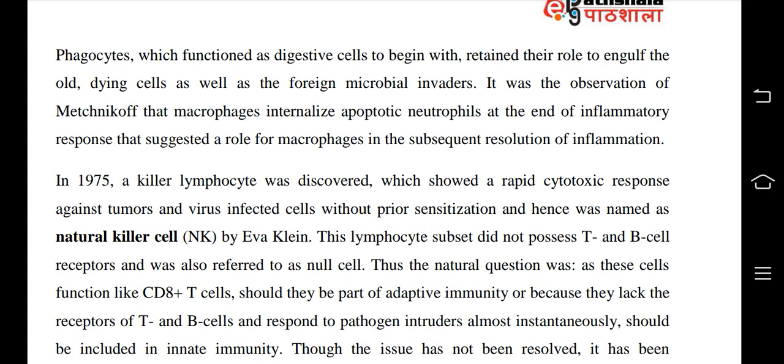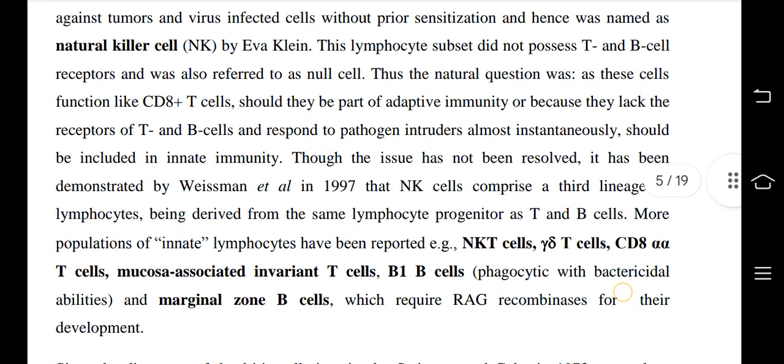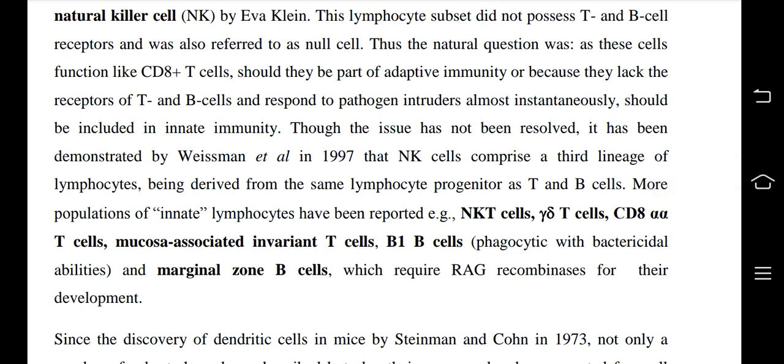Thus, the natural question was asked, these cells function like CD8 plus T cells. Should they be part of adaptive immunity because they lack the receptors for T and B cells and respond to pathogen intruders among us almost instantaneously? Should they be included in innate immunity? Though the issue has not been resolved, it has been demonstrated by Weissman et al.